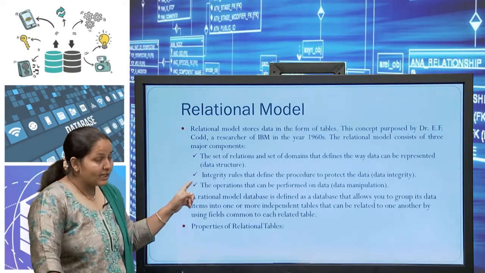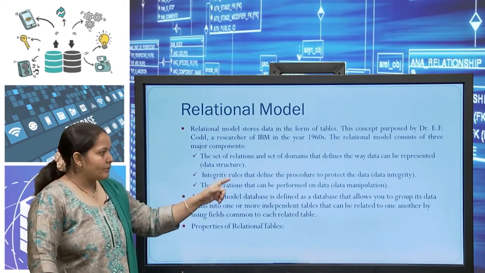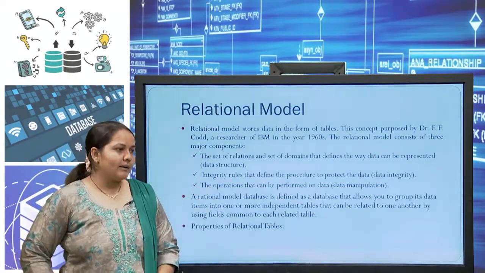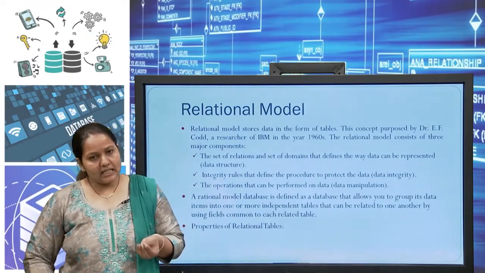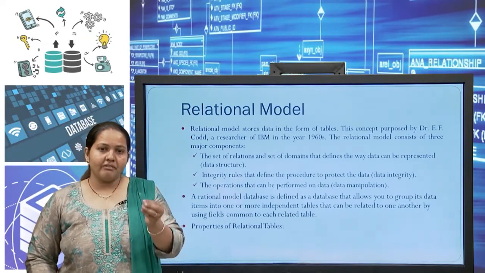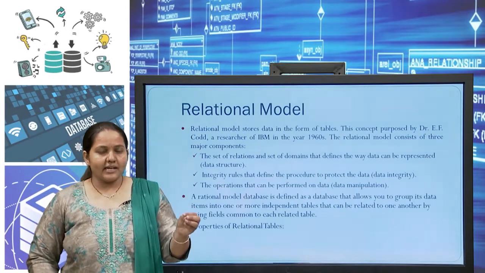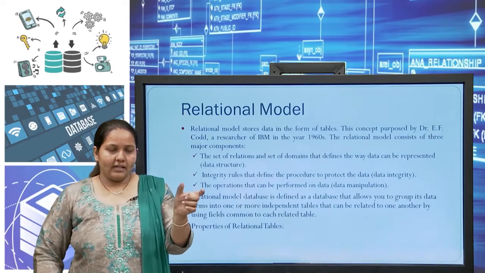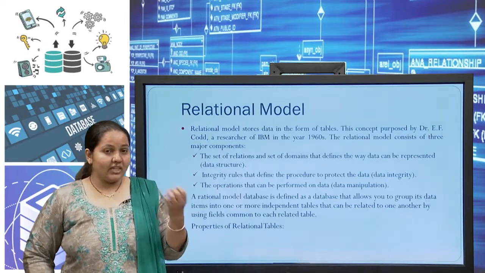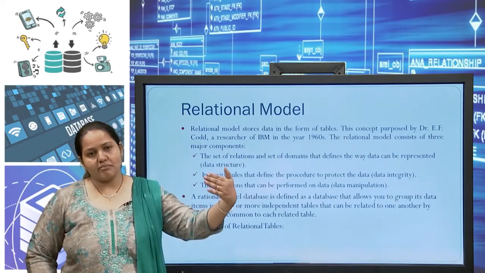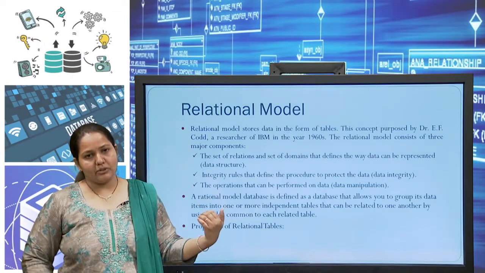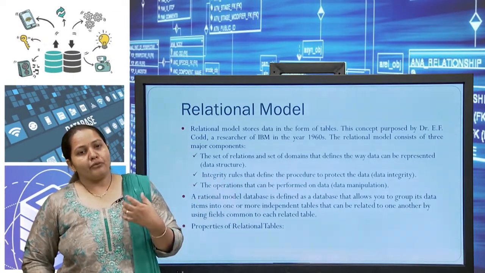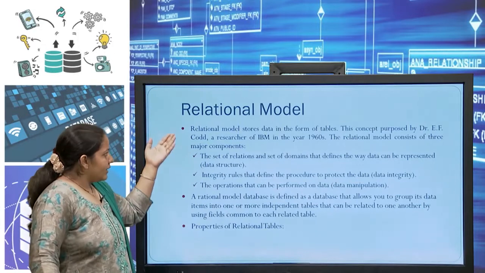Second, integrity rules that define the procedure to protect the data. That means, for data integrity, we have to define some constraints. For example, this data comes from this source and in a particular format. If any data arrives in a different format, we have to make a restriction on storing that particular data. So, those types of rules we have to define for the relational model.